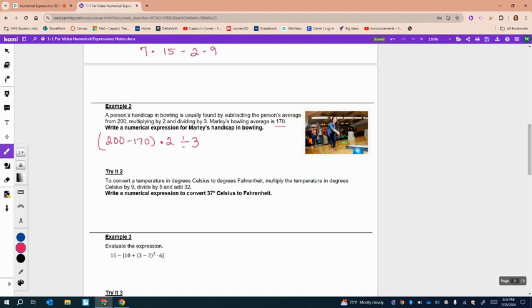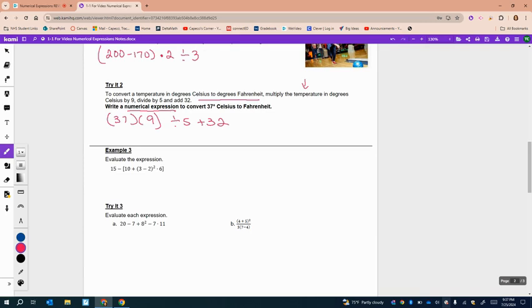Okay, here's some more translations from verbal to numerical. To convert a temperature in degrees Celsius to degrees Fahrenheit, multiply the temperature in degrees Celsius by 9, divide by 5, and add 32. Write a numerical expression. So we know what we're looking for. We're not looking for an answer or a value, just the expressions, just the computations. To convert 37 degrees Celsius to Fahrenheit. Okay, so let's go back and see what it says. Multiply the temperature in degrees Celsius by 9. So this time I decided to use a set of parentheses. Then I'm going to divide by 5, and I'm going to add 32.